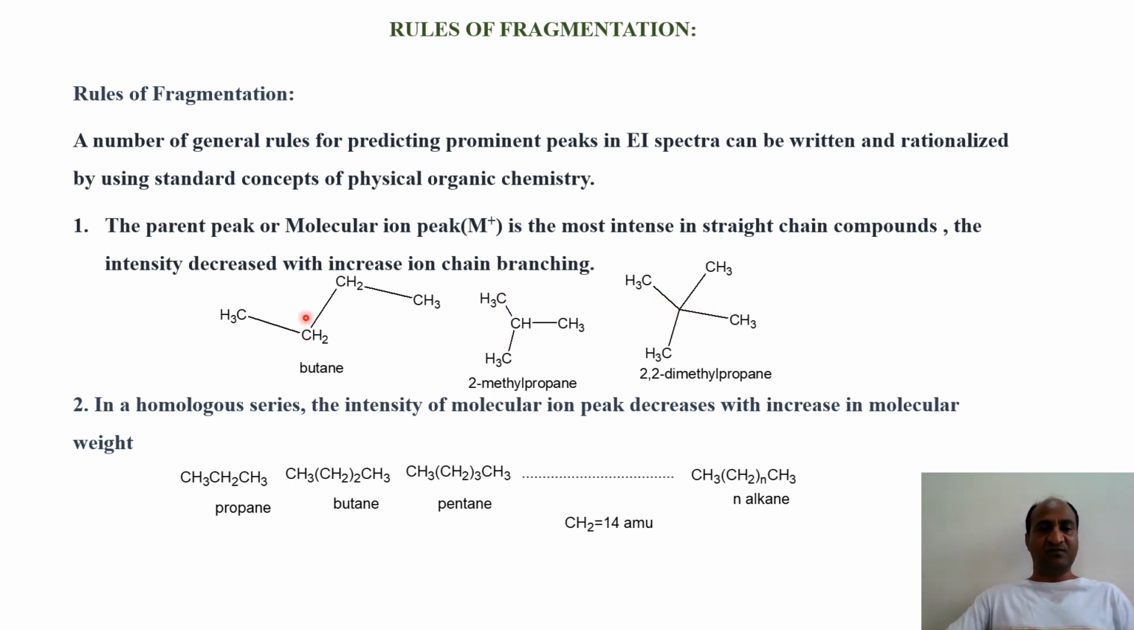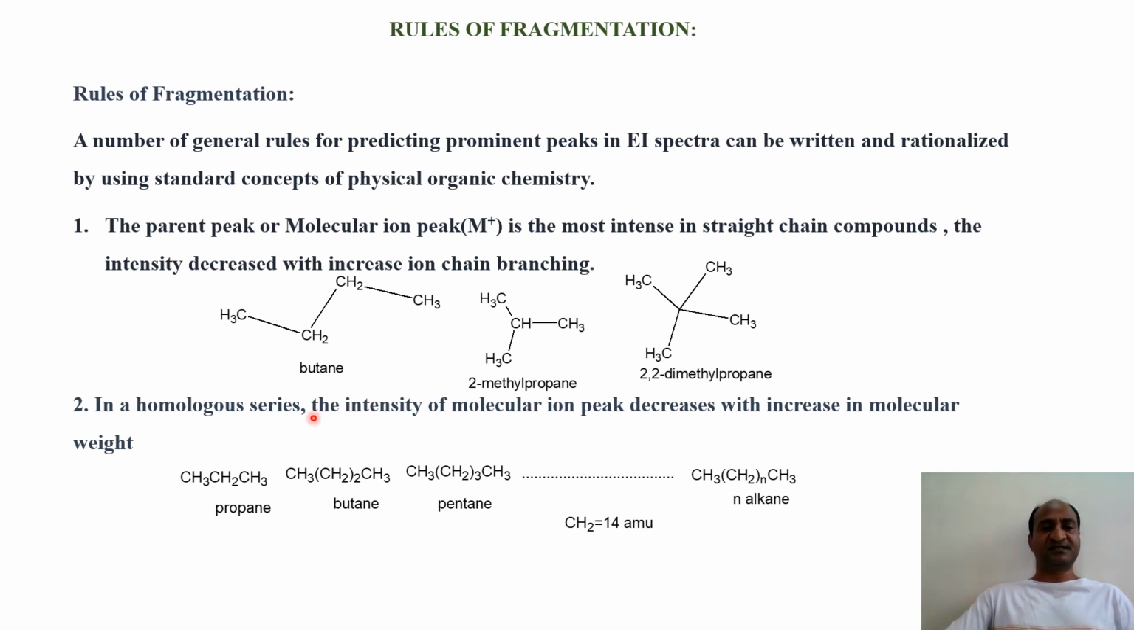Whenever branching of the compound is there, the covalent bonds become weak. Here you can say there is steric hindrance also. There is a weak carbon in the center, so this can be easily broken. However, this is also easily broken, but to break this compound we require higher energy because the bond energy in n-butane is more. So a straight chain compound has a higher intensity of molecular ion peak or parent peak as compared to branched chain.